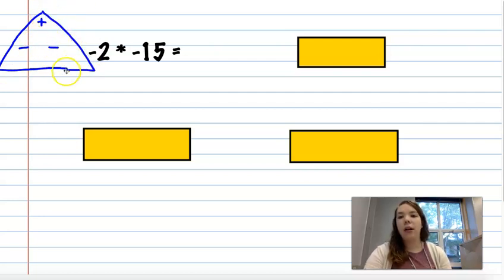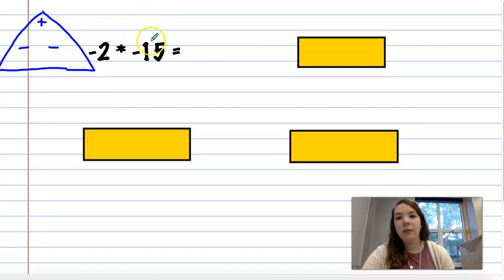I like to show them this triangle here. If you have 2 negatives, your solution is positive. If you have a positive and a negative, your solution is negative. So sometimes that helps kids. But if you have 2 of the same sign, your solution is positive. 1 of each, it's negative.